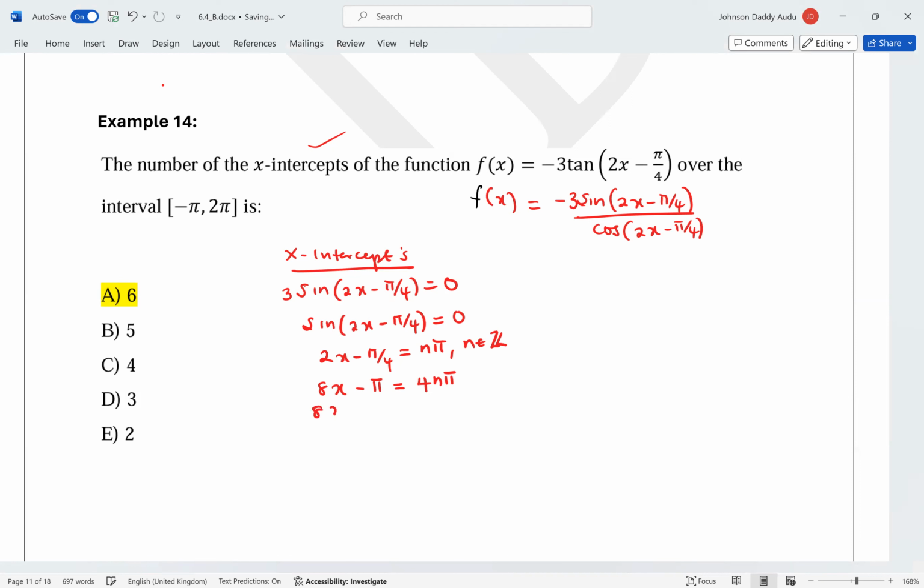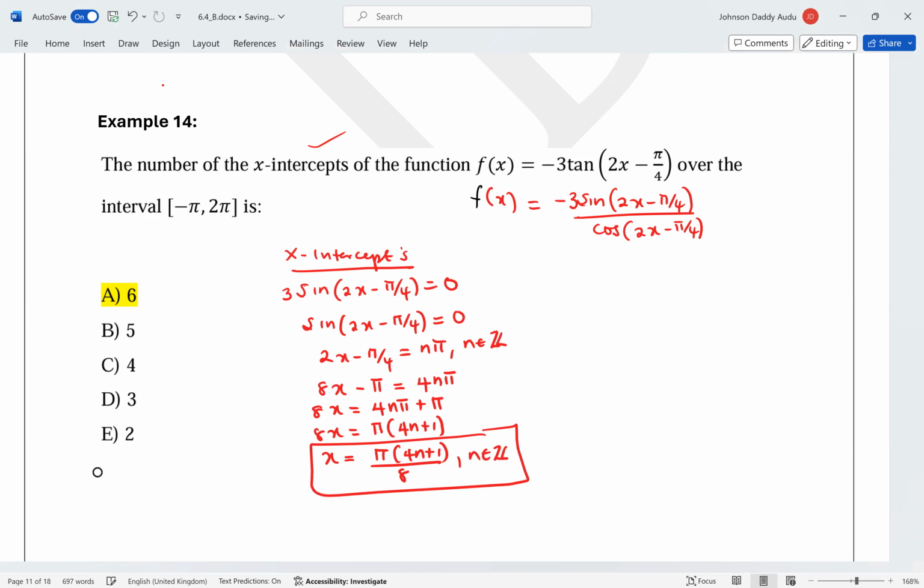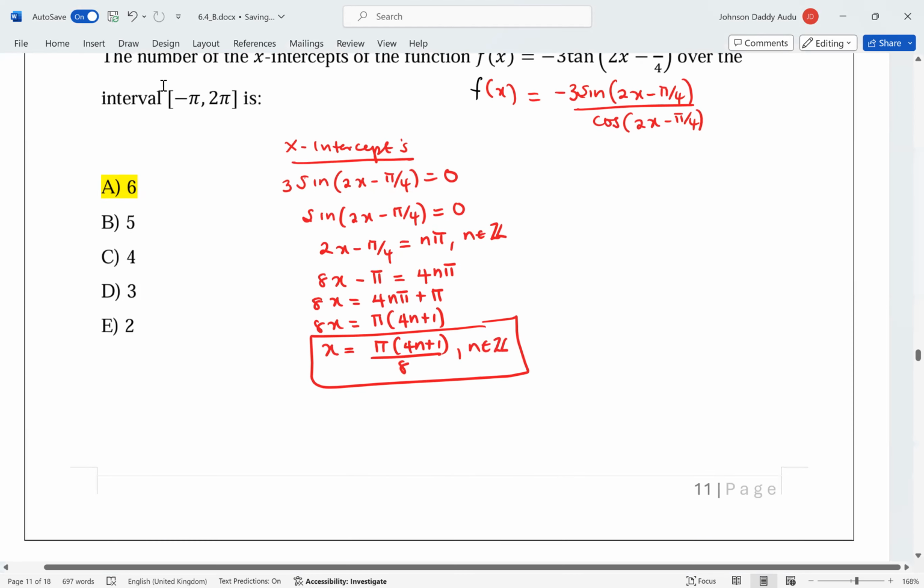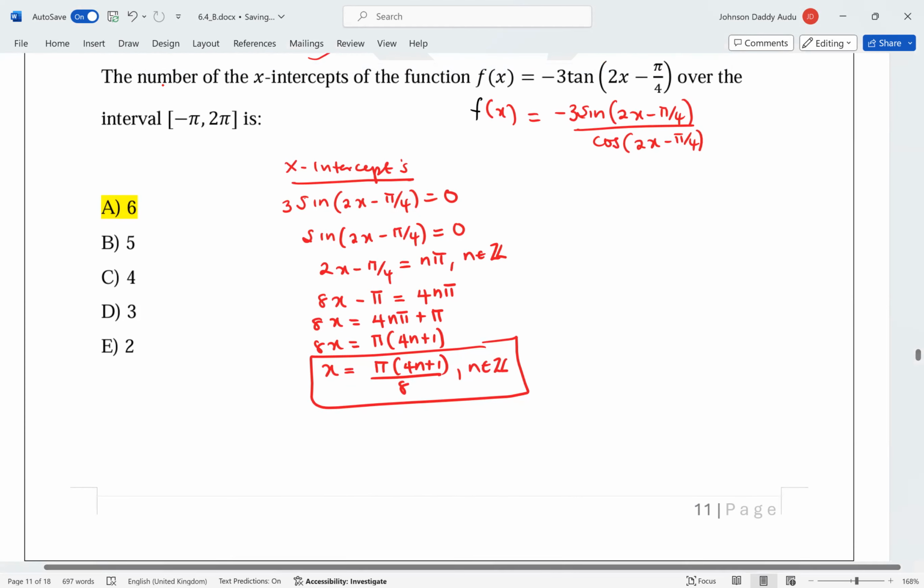And that means that 8x is 4n pi plus pi. So 8x is equal to, we can factor, pi times (4n plus 1), right? And that means that our x is pi times (4n plus 1) divided by 8. And here also, n is any integer. But we are only interested in what?